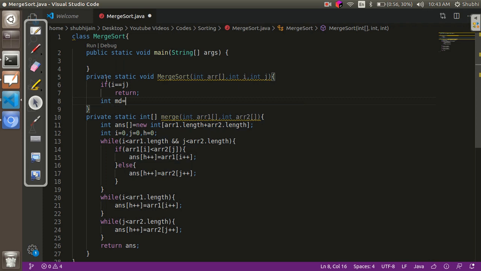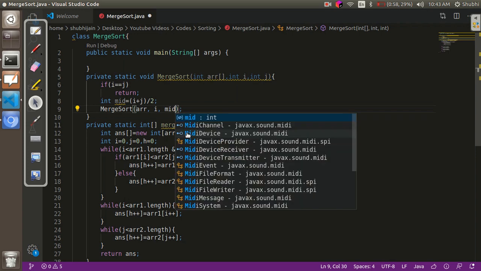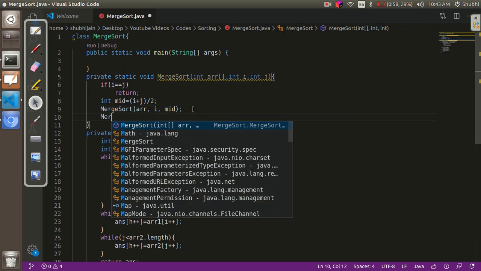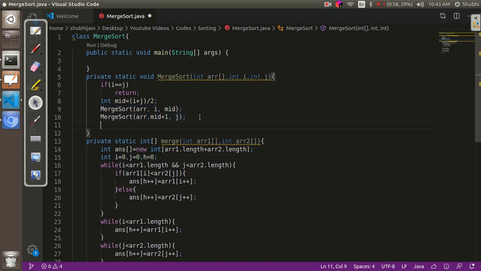Otherwise, first we'll have to calculate the mid, and then we have to sort the two halves. First will be from i to mid, where mid is (i+j) by 2, and in the second part we'll go from mid plus 1 to j. So this will sort the first half, and this will sort the second half. Now over here I will have to merge them.